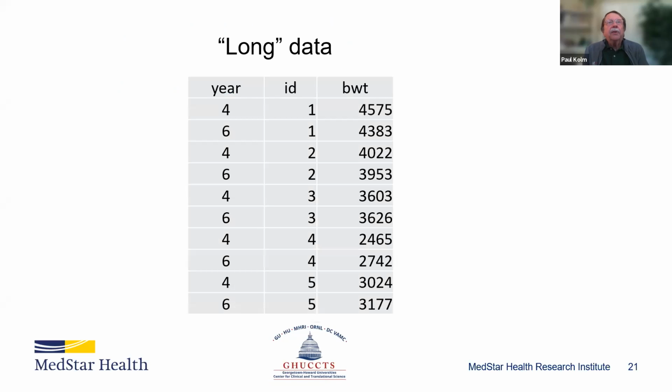So just to give you an idea here, this is how the data would be set up. We call this long data in contrast to wide data. So we have the intervention patients here matched from year 4 pre-intervention, year 6 post-intervention. And so the ID links the 2 that are matched by propensity score.